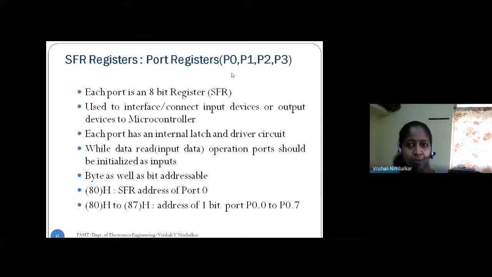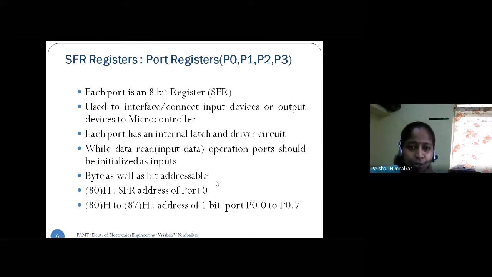And now each port has its own address. Port 0, the address is 80 hex. P1, P2, P3, the addresses are like this: 8, 9, 10, 11. So writing it in hex: 80, 90, A0, B0 hex. These are the addresses of all 4 ports. And they are bit as well as byte addressable.